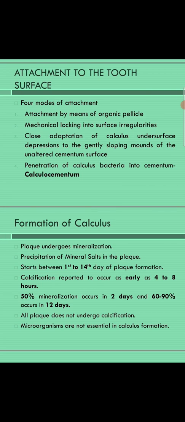Second mode of attachment of calculus is mechanical locking into surface irregularities of the teeth. There are surface irregularities, so there will be mechanical locking. Third is close adaptation, meaning closely present to the tooth structure. Close adaptation of calculus under surface depressions to the gently sloping mounds of the unaltered cementum surface. The fourth method is penetration of calculus bacteria into cementum, which is known as calculocementum. When calculus forms on the cementum surface and the calculus bacteria penetrate into the cementum, this is known as calculocementum. This is again important.